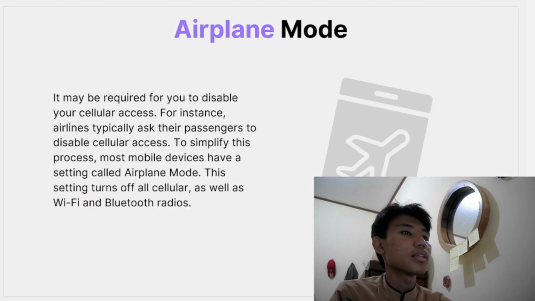Airplane mode. It may be required for you to disable your cellular access. For instance, airlines typically ask their passengers to disable cellular access. To simplify this process, most mobile devices have a setting called airplane mode. This setting turns off all cellular, as well as Wi-Fi and Bluetooth radios.